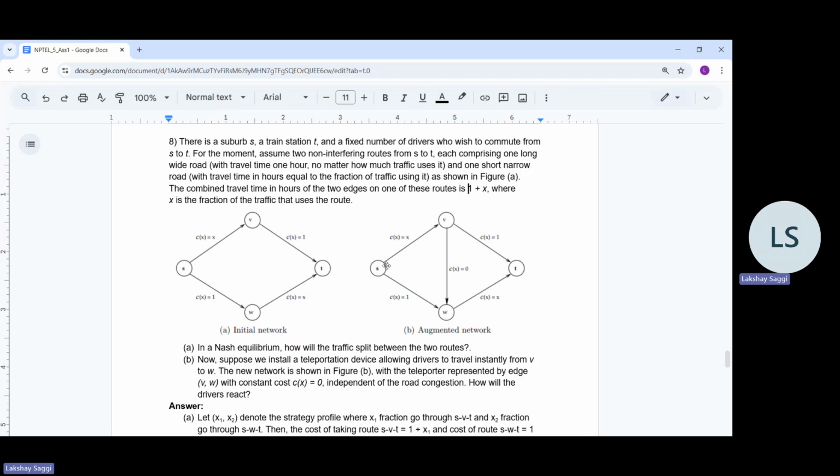What I'm trying to claim here is that there will be a Nash equilibrium which will look something like this. This is 1, and 0.5, 0.5.